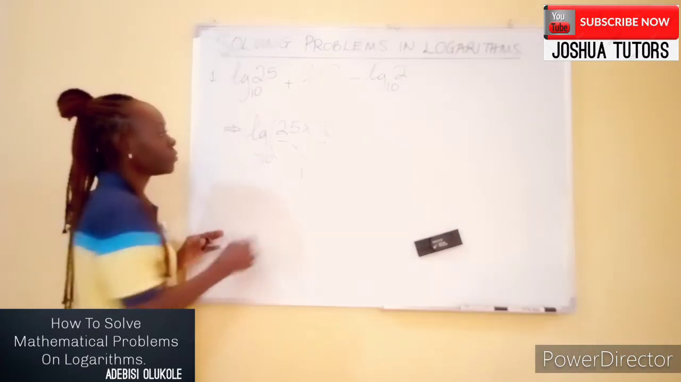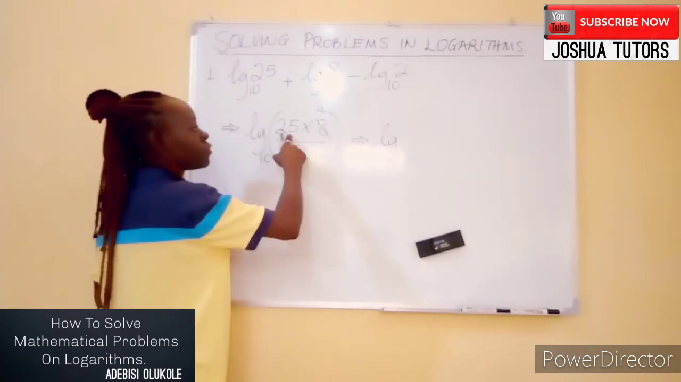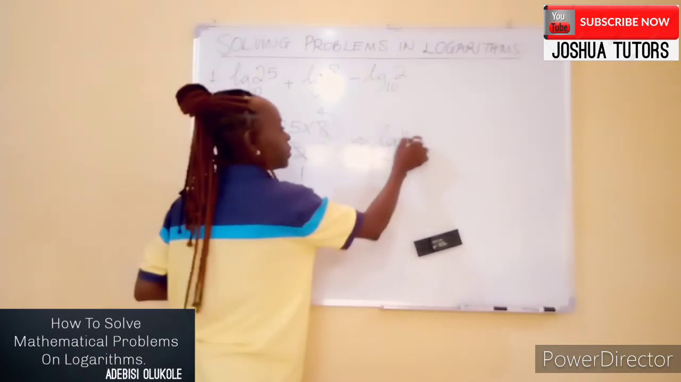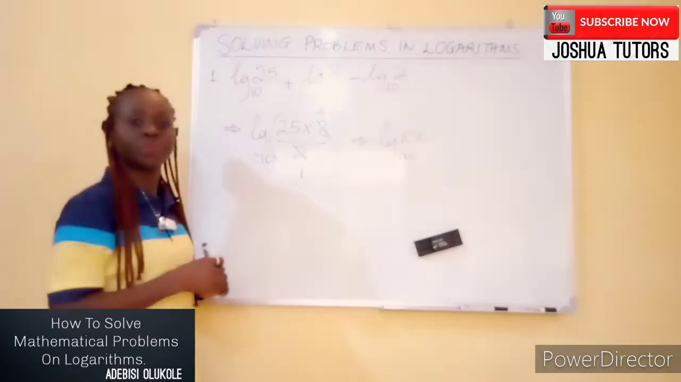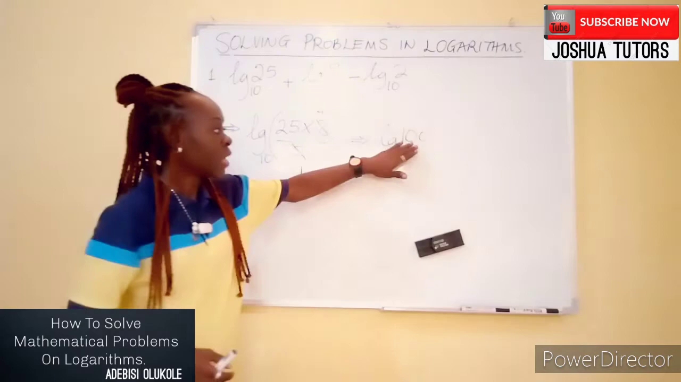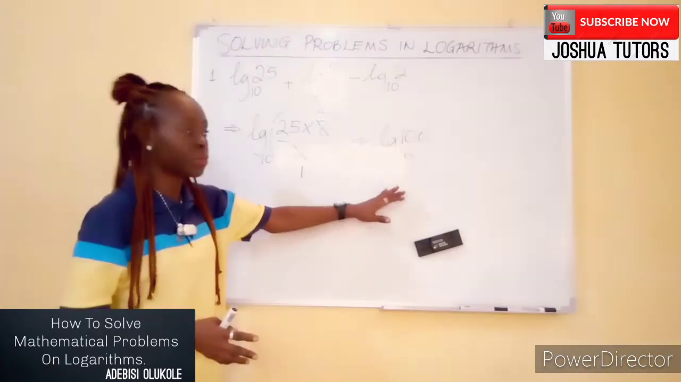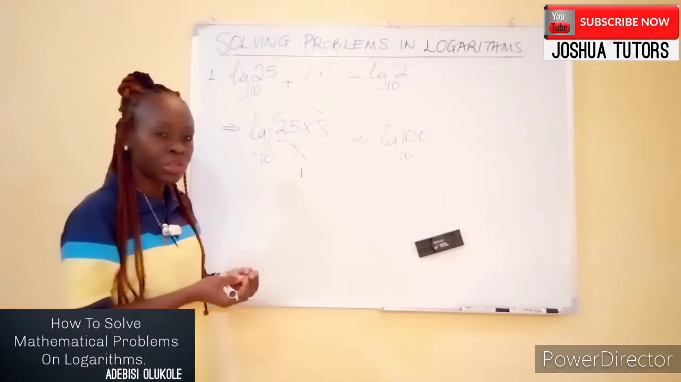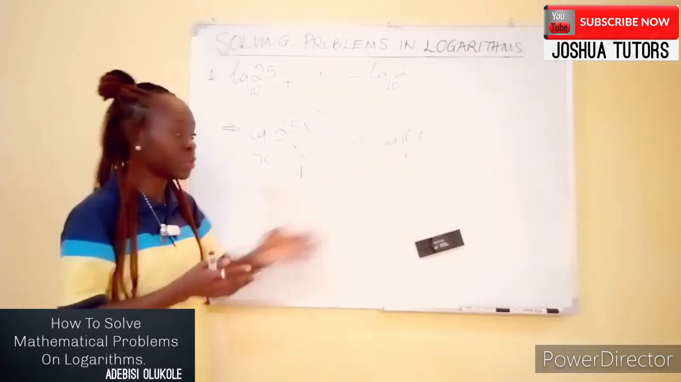And so what do I have left? I have log of 25 times 4, which is 100, to base 10. Wow. So you can see now that I'm gradually beginning to dissolve this question to become much simpler. 100 is a multiple of 10.